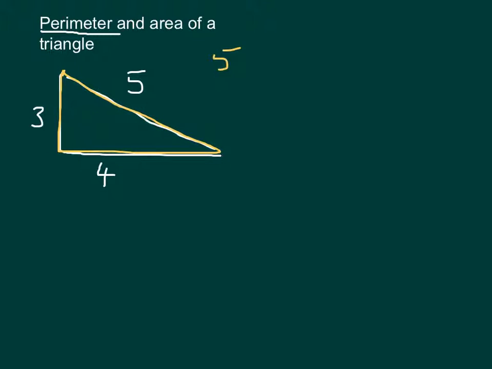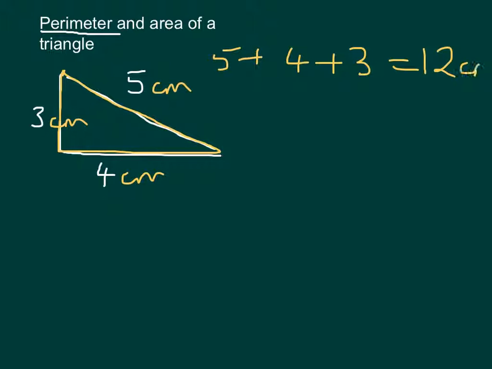So in this case, we're just going to add together 5 plus 4 plus 3. This will then give us a length of 12, and we need to work out what units it was. So let's say, for example, these are centimetres, then the perimeter will be 12 centimetres in length.